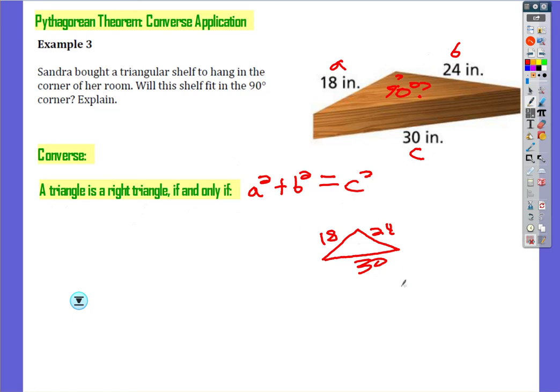Does A squared plus B squared equal C squared? If it does, we know it's a right triangle. So go ahead, we'll write this problem out and solve it. I want to know if A squared plus B squared equals C squared. So I'll go ahead and write that out.